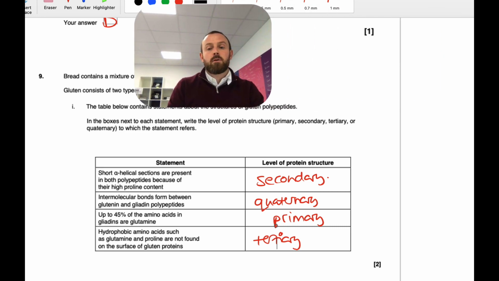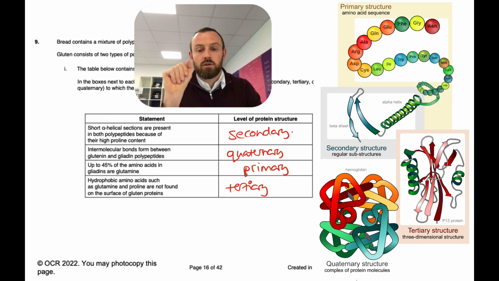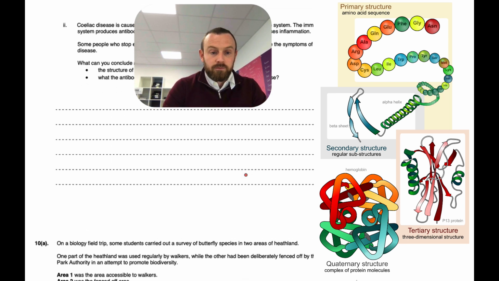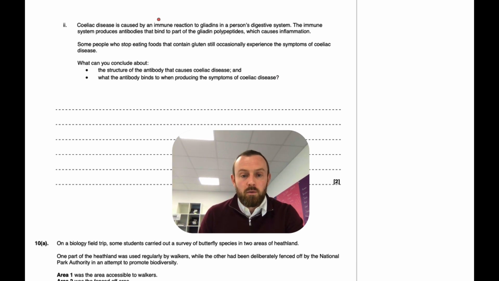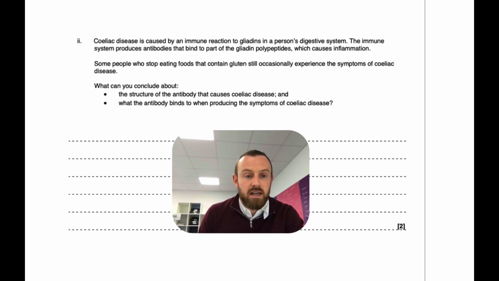Okay, so here's a little picture just to remind you of those levels of protein structure. There you go. Make sure you know this stuff really well. It's in molecules and it is in advanced information. It could come up. Okay, moving on. We're still talking about the proteins, but now we're talking about the person's immune reaction to these gliadins in a person's digestive system. It says, the immune system produces antibodies that bind to part of the gliadin polypeptides, which cause inflammation. Some people who stop eating foods that contain gluten still occasionally experience the symptoms of celiac disease.